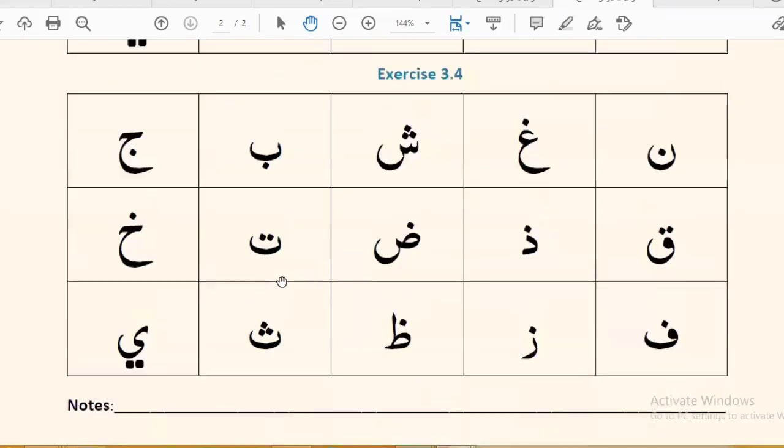Again, in exercise 3.4, you can see that we have more letters, and we have some letters with 1 dot, some letters with 2 dots, and some letters with 3 dots as well. So it's really important that we are able to recognize each of the letters by the number of dots it has on them. Okay, so that was exercise 3.4.